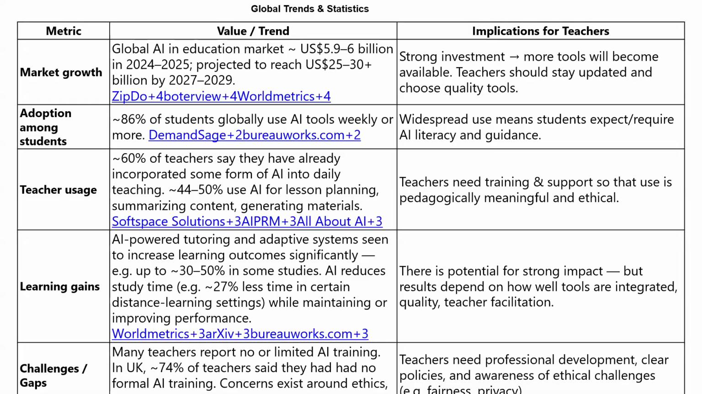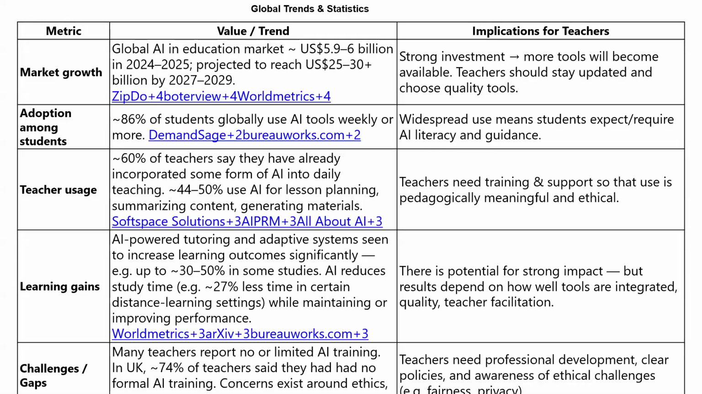And also, you see the metric of learning gains. There is a difference of understanding when I use AI for particular tutoring and adaptive systems. So how much is the increase, or how much is the outcome significantly seen among the students in the learning process? You see 30 to 50% in some studies. AI has reduced the time, 27% less time in certain distance learning settings, while maintaining and improving the performance. This has also been studied. I have given you the bookmark for your understanding, which has given a real impact.